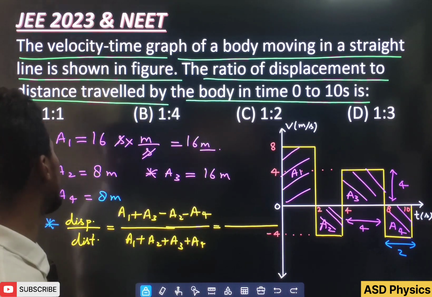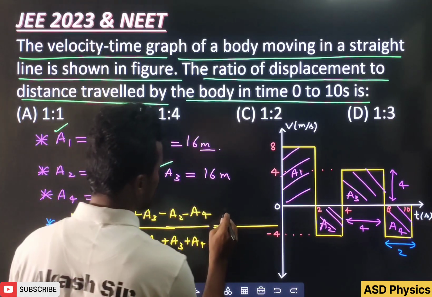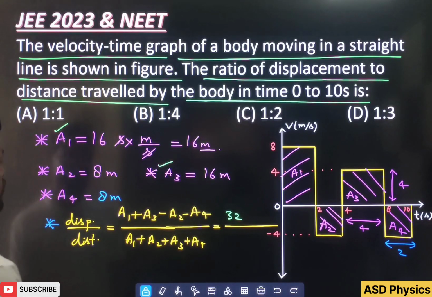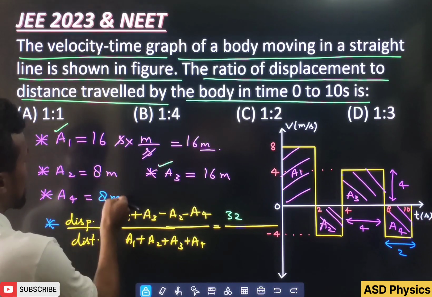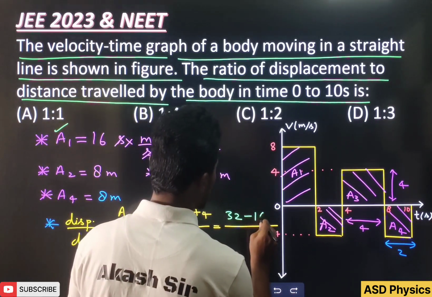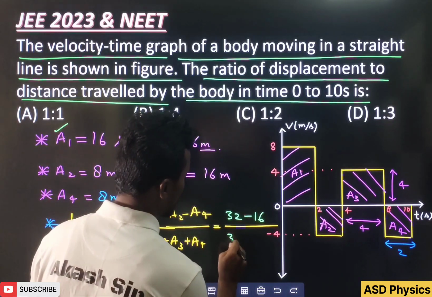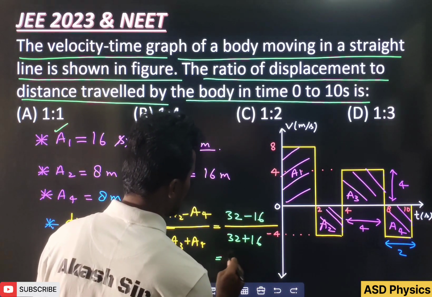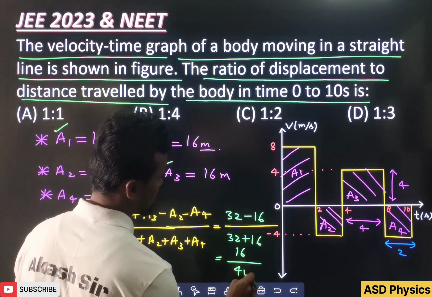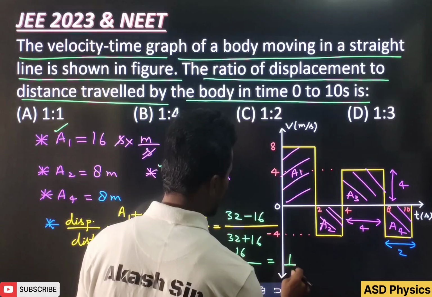Kindly see here. A1 plus A3, this A1 and A3, 16 and 16, so 16 plus 16, 32. A2 and A4 we have to subtract. So see here, 8 and 8, 16, and when you write minus 8, it will become minus 16. After that, all the areas we have to add. So 32 minus 16, 16. 32 plus 16, 48. And 16 by 48, how much? 1 by 3.